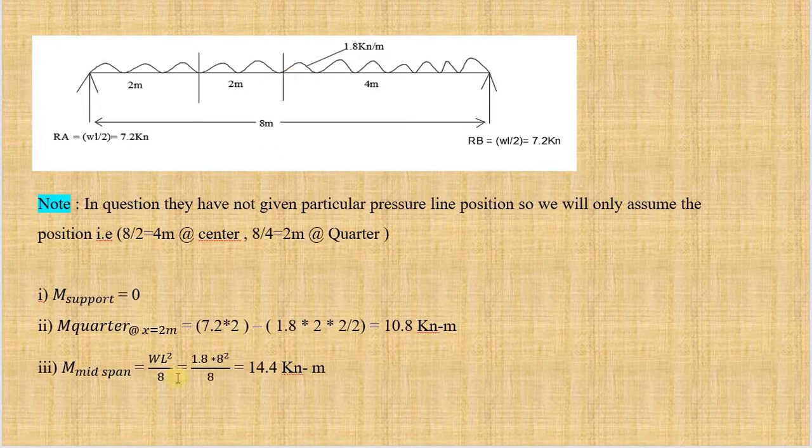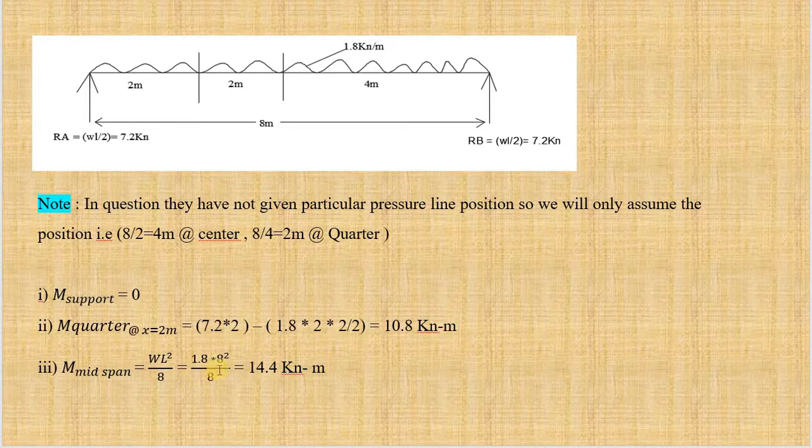So the standard formula we know is that, for a simply supported beam carrying a UDL, the moment at the center is always WL square by 8. So W is 1.8 into L, the total length. Remember, it's the total length, not half of it. It is the total or complete length.